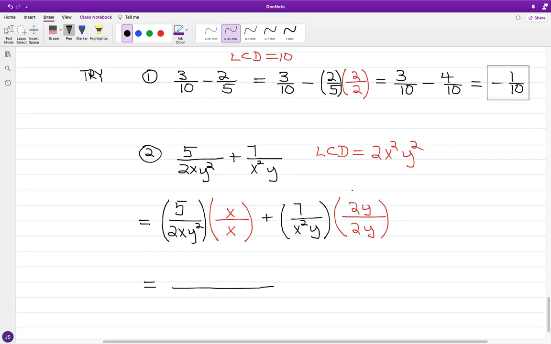And just going ahead and consolidating, both of these denominators will be 2x squared y squared. And as for the numerators, we got 5 times x is 5x, and plus 7 times 2y, and that's going to be 14y. I went ahead and consolidated. So for the result, we have 5x plus 14y all over 2x squared y squared.